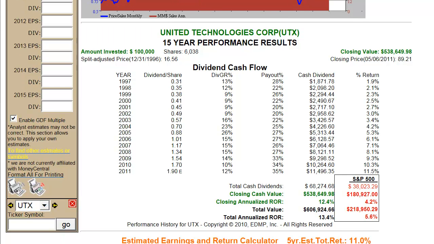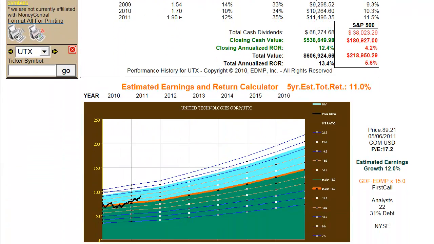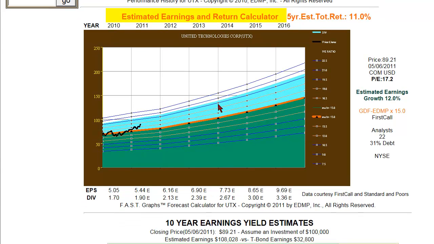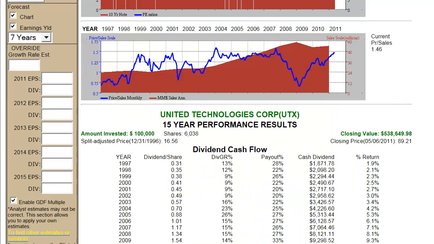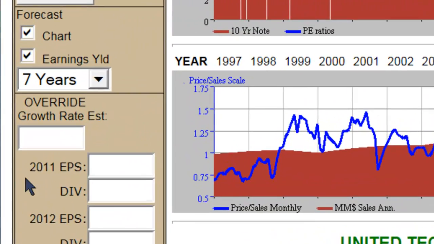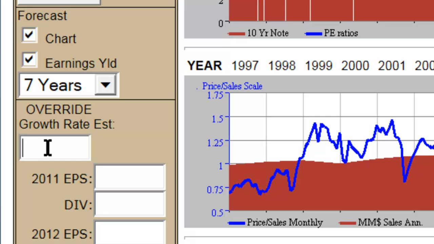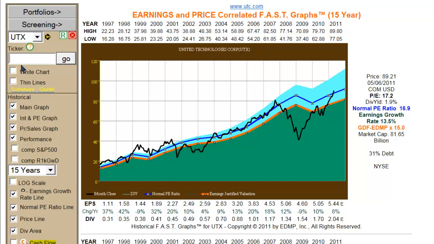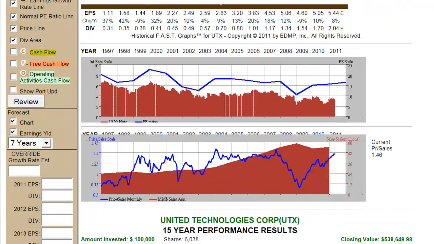There are 2 forecasting F.A.S.T graphs that augment the historical graphs. The first is the estimated earnings and return calculator, which automatically defaults to the consensus analyst estimates for 5-year forecast earnings growth. The estimated earnings and return calculator also has an override function that allows the user to input their own 5-year forecast if they disagree with consensus.